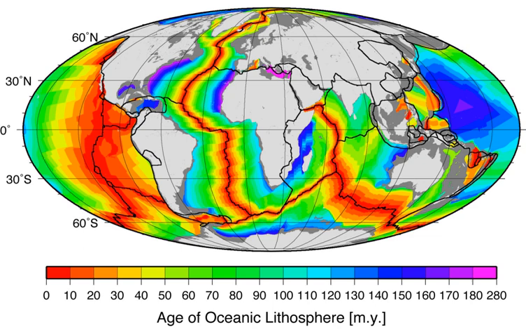To get the dependence on x, one must substitute t = x/v ~ (x/l)·t, where l is the distance between the ridge to the continental shelf, roughly half the ocean width, and t is the ocean age.